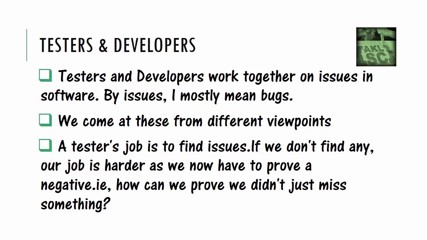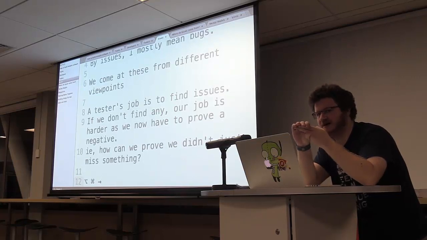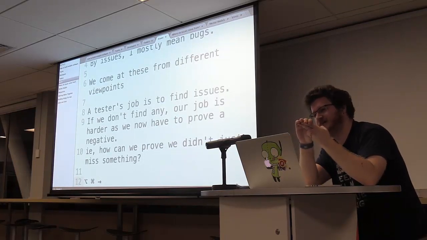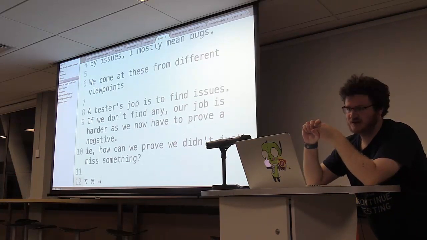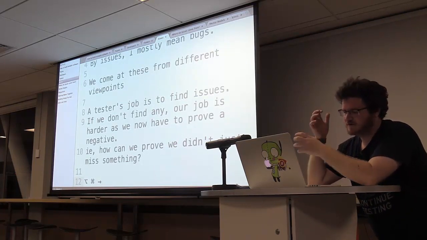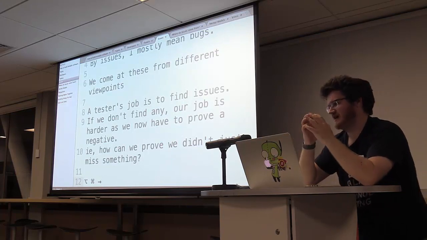So by issues, I mean bugs. And the thing is, testers and developers come at these from different viewpoints. A tester's entire job is to find these bugs and issues in software. If we don't find any, we either haven't done our job, or our job is way harder because now we have to prove that the system doesn't have any bugs when we didn't find any. So we have to prove somehow that we just didn't miss the issues. And that's really hard to prove because you're trying to sort of prove a negative in that case.